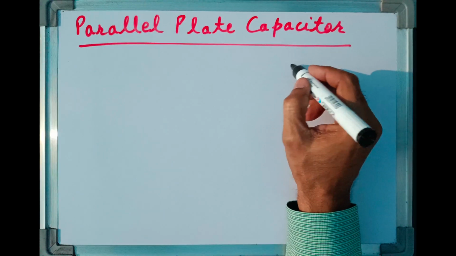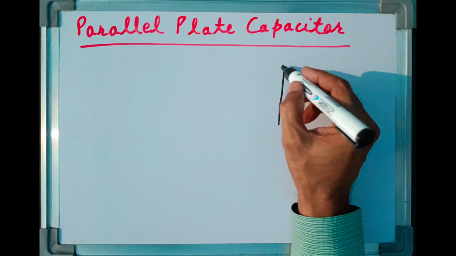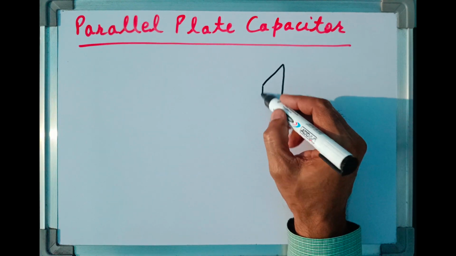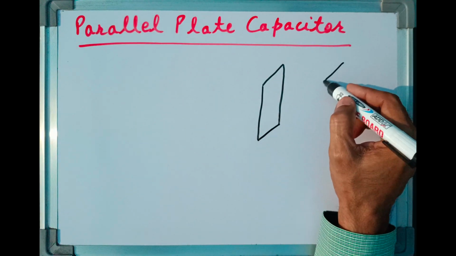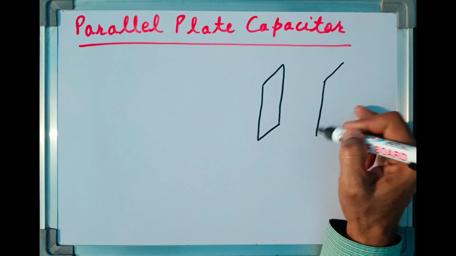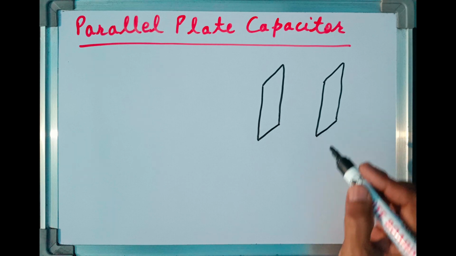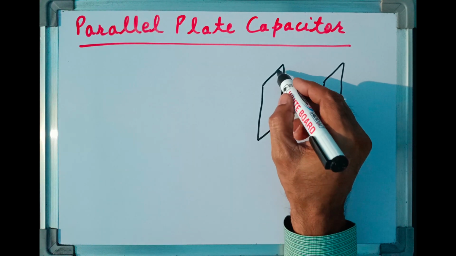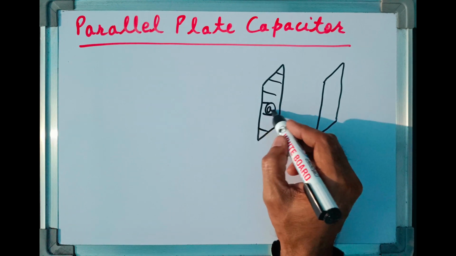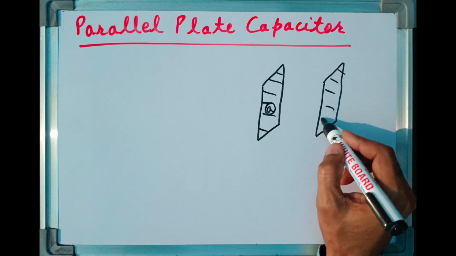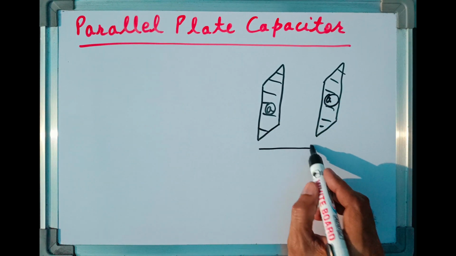As the name implies, this capacitor consists of two parallel plates having equal area of cross section. These plates are taken very thin. These are held parallel to each other. Suppose area of cross section of both the plates is equal to small a. Both these plates are held at some distance.